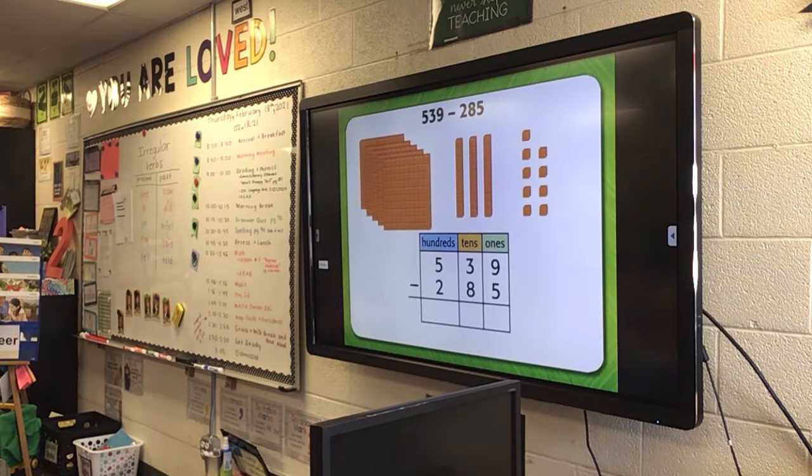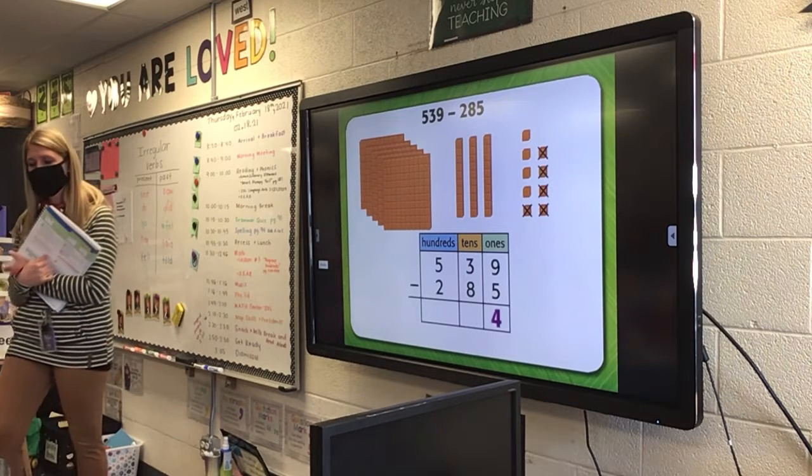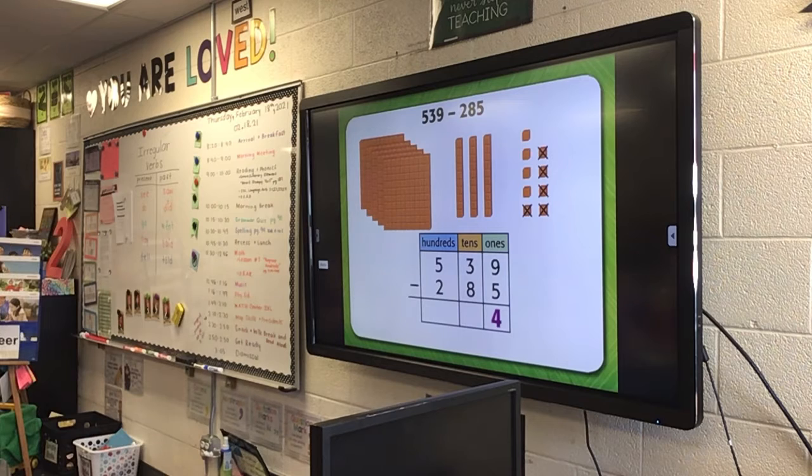First, we subtract the ones. There are 9 ones in 539. We need to subtract 5 ones. 1, 2, 3, 4, 5. That leaves 4 ones. Write 4 in the ones column on the place value chart.